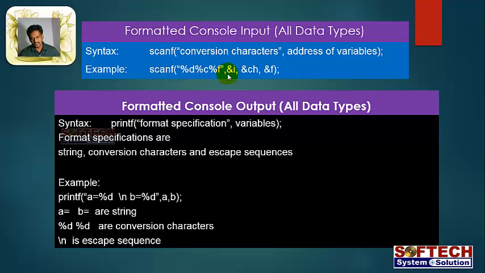i is an integer variable, so ampersand i is the address of i. ch is a character, so &ch is its address, and here we use %c. f is a float, so here we use %f.